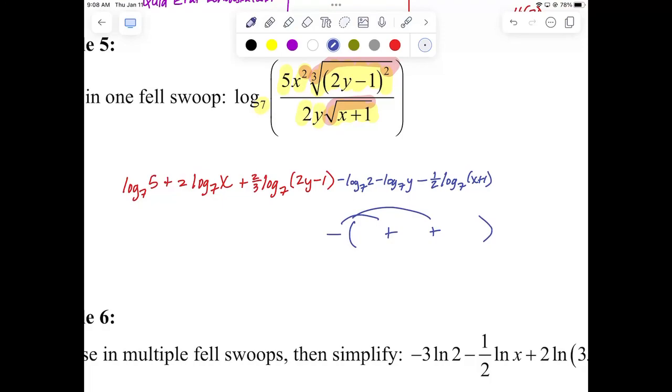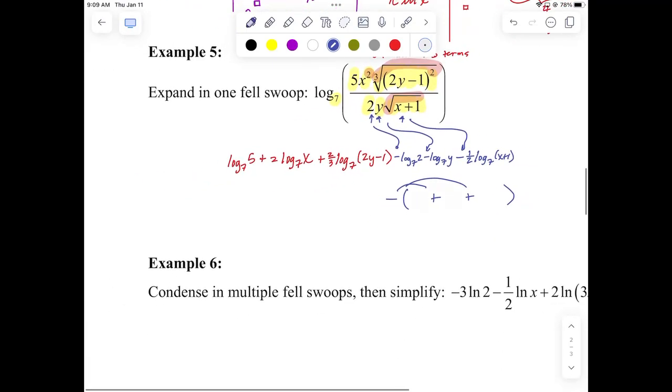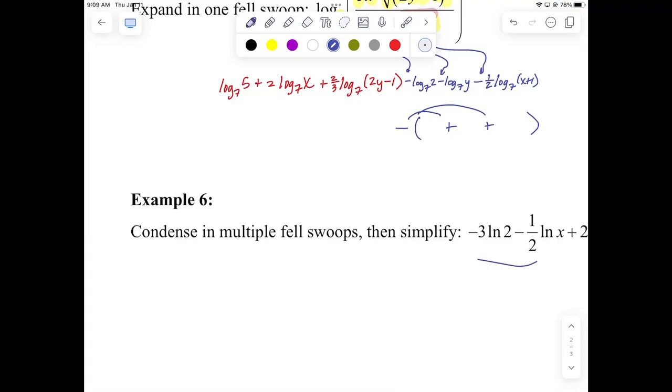So what I want you to think about is that every factor in the bottom is always just going to be a negative sign. Expanded out, it's going to be a negative sign. But what you said is not incorrect. It's just not fully expanded. We got to distribute. Now, it's easy to expand in one fell swoop. It's not as easy to condense in one fell swoop. So when we condense, we usually condense in multiple fell swoops, more than one step.